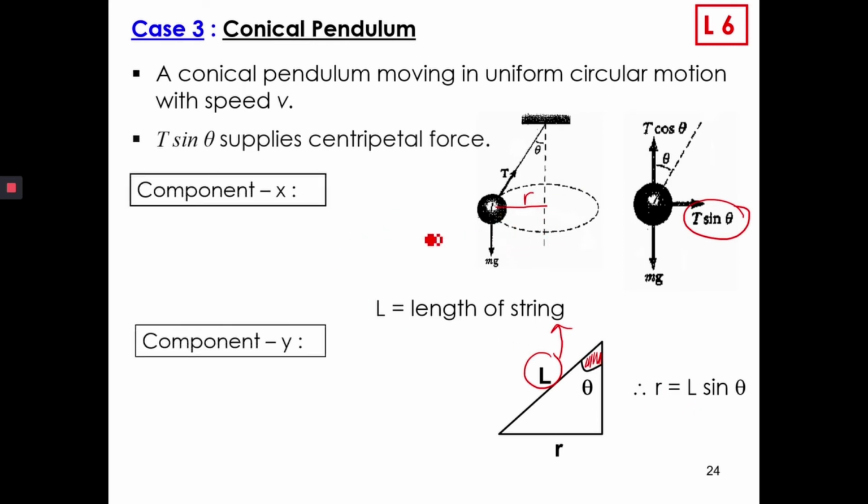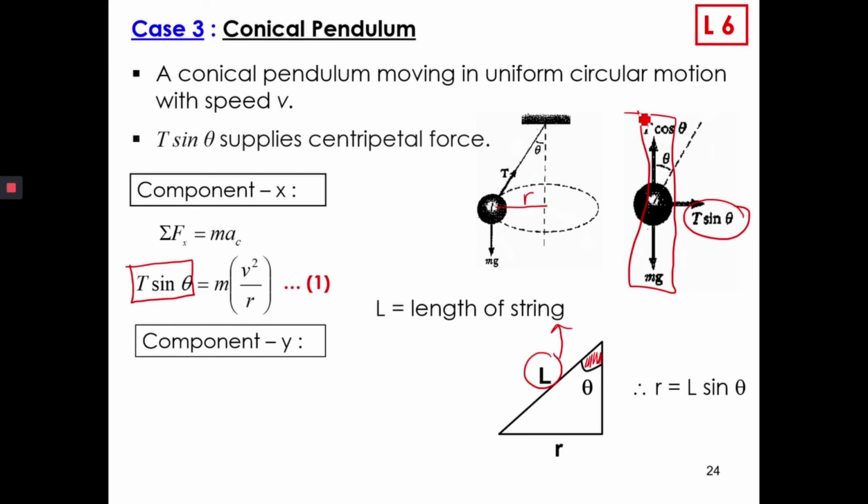Based on the diagram, for this case, you also have two components, component x and y. For component x, your centripetal force is T sine theta equals mv squared over r, first equation. For component y, the summation of Fy equals 0. It does not move vertically. So, the summation of Fy equals 0, where you have T cos theta equals mg.